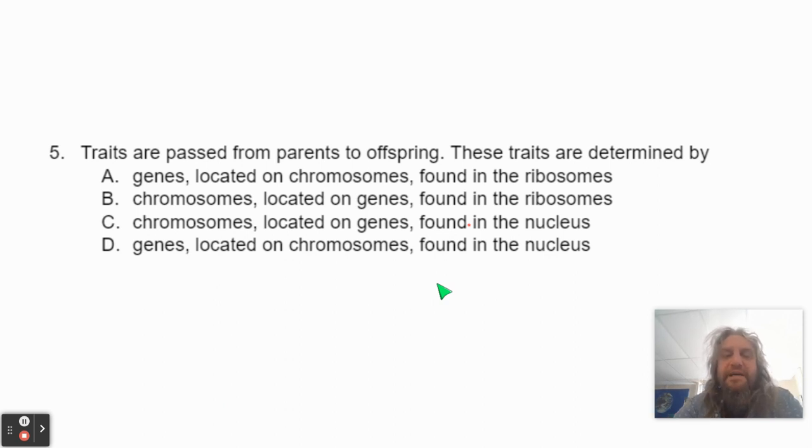Five, traits are passed from parents to offspring. These traits are determined by A, genes located on chromosomes found in the ribosomes, B, chromosomes located on genes found in the ribosomes, C, chromosomes located on genes found in the nucleus, or D, genes located on chromosomes which are found in the nucleus.